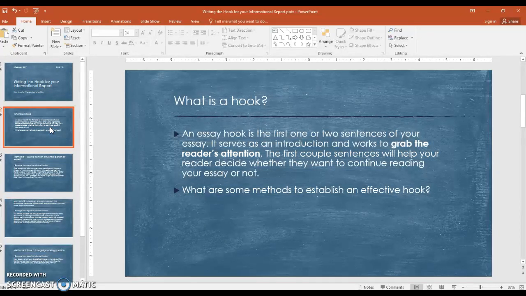A lot of times you'll read the first sentence of a magazine article or a book or a website, and you'll say to yourself, "Oh, that's boring. I don't want to read that," and you'll go to something else. So the hook's job is to grab the reader's attention. I'm the reader, so make sure you grab my attention. The first couple sentences will help your reader decide whether he or she wants to continue reading your essay or not. What are some methods to establish an effective hook? That's what we're going to talk about.